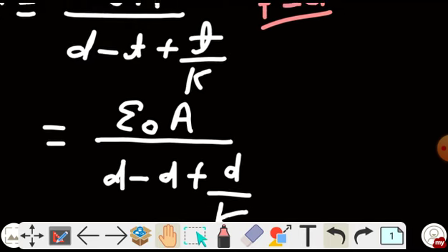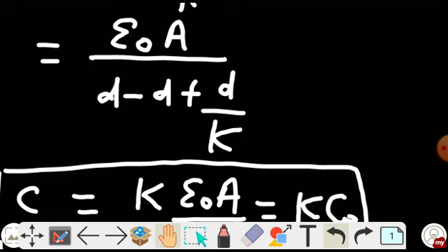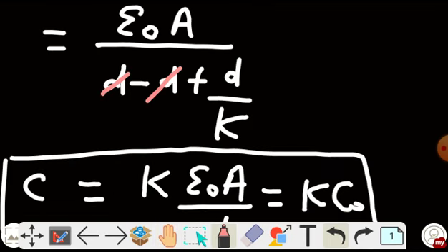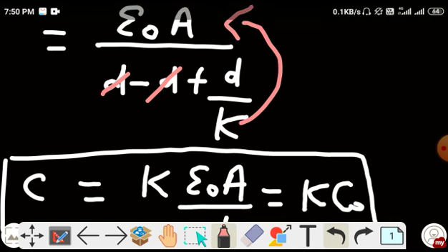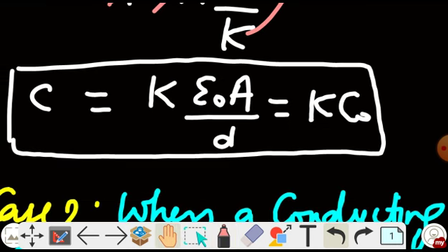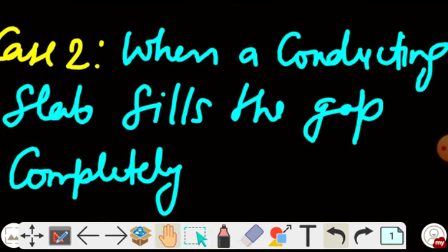When you put P equals D here, this D becomes 0. This K will go to the numerator, and you will obtain the final expression as K epsilon naught A by D, which is K times the vacuum capacitance. Okay. Let's move to the second case.